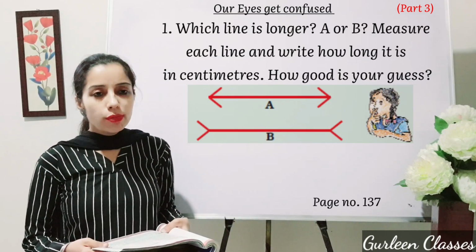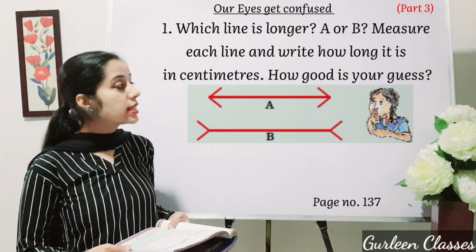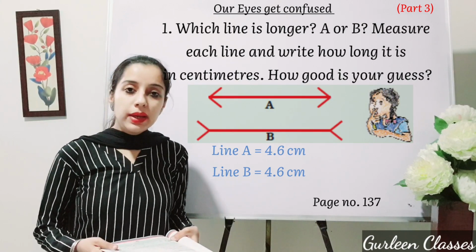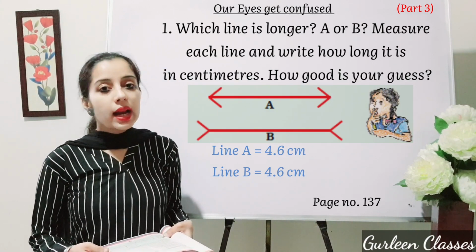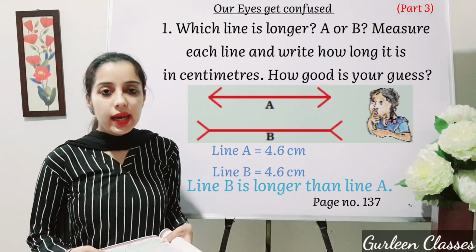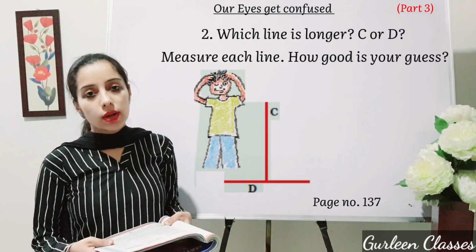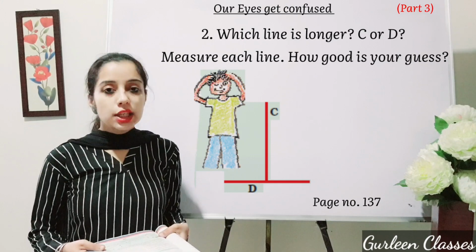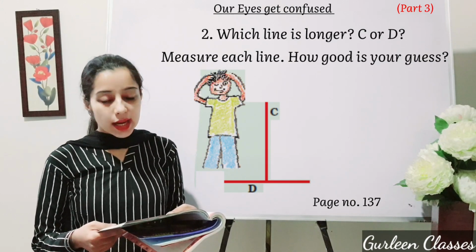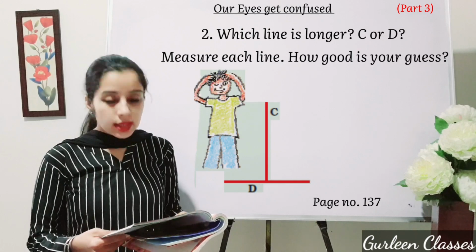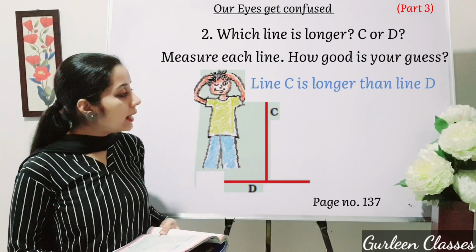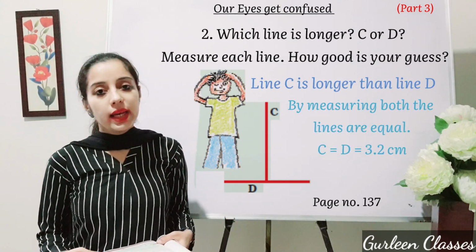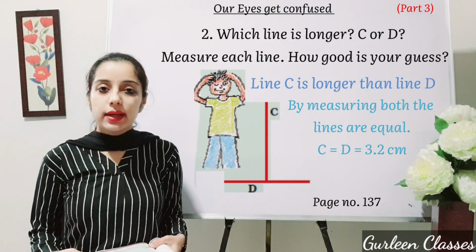So it will be around 4. So now use your scale. Line A is 4.6 centimeter and line B is 4.6 centimeter. And line B is longer than line A. Next question. Which line is longer, C or D? So students, you have to measure and tell which line is longer. Measure each line. How good is your guess? So students, here it is clearly visible that line C is longer than line D. And by measuring, both the lines are equal. It is 3.2 centimeter each.